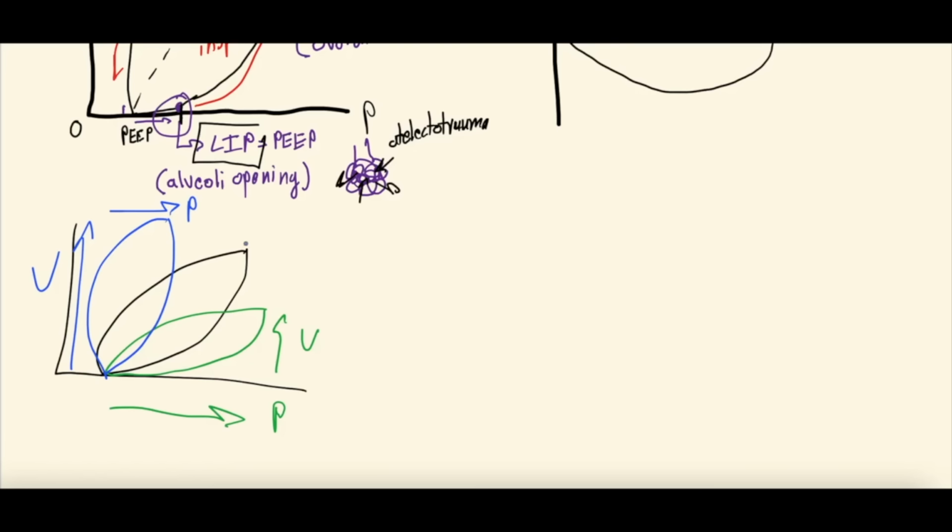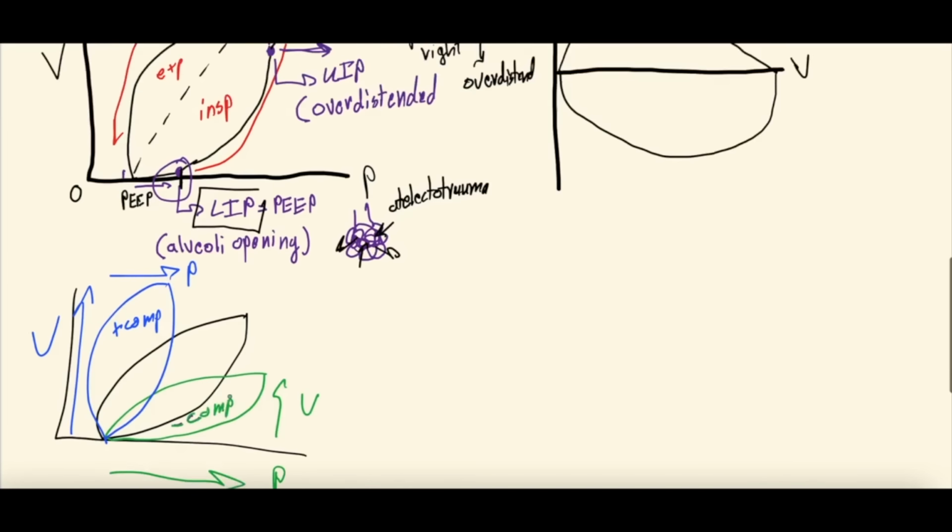All right, so when it lies flat like that, this is actually better compliance, positive compliance, and this is worse, or actually it's in green, but you get what I mean, worse compliance. And we'll talk more about that in a future video.